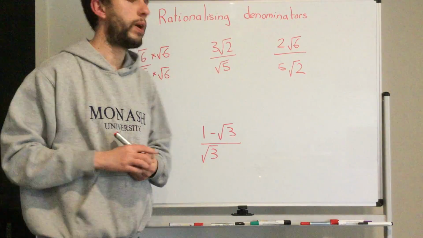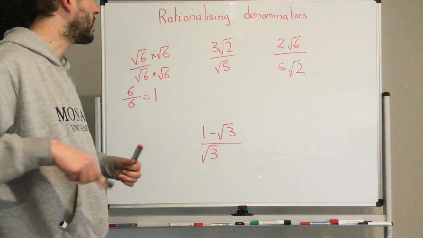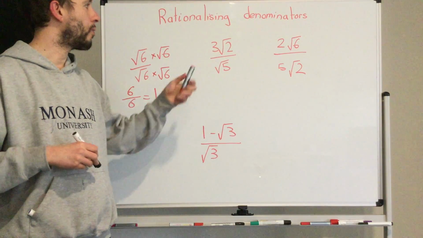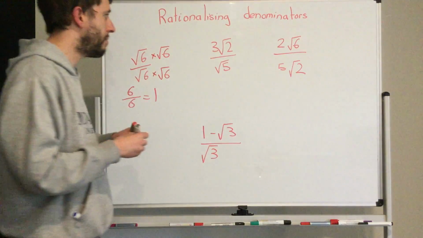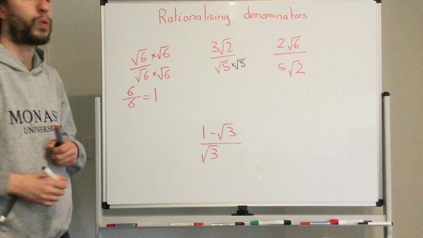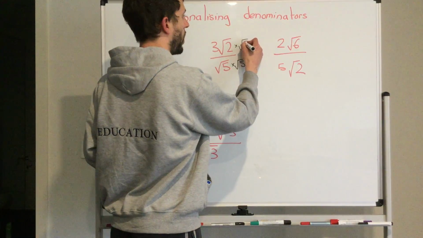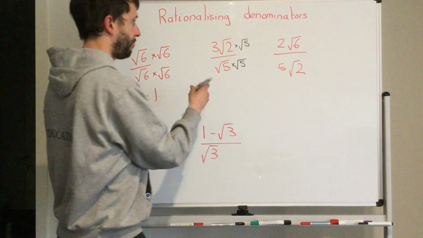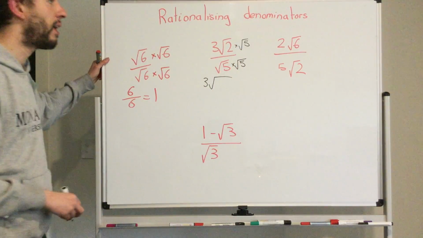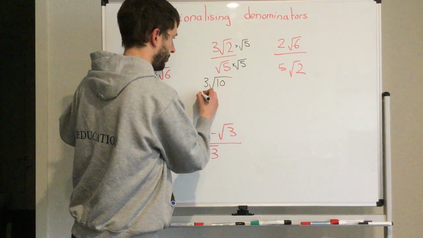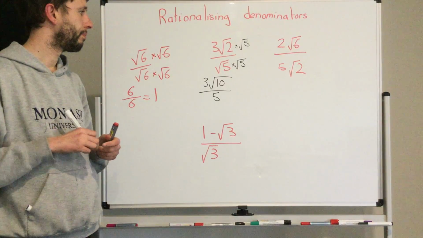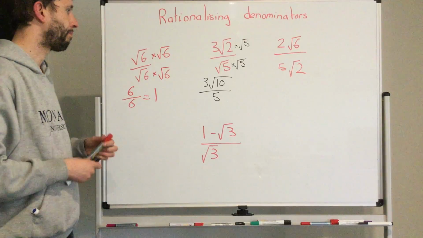Let's have a go with this question here. So we have at the moment 3 times square root of 2 divided by square root of 5. I need to get rid of the square root on the bottom, so I times it by itself. And that will cancel the square root out, which means I times the top by square root 5. So I can rewrite that as 3. Remember the rule? 2 square roots can be times together. 2 times 5 equals 10. Square root of 10 over 5. And there we have it.